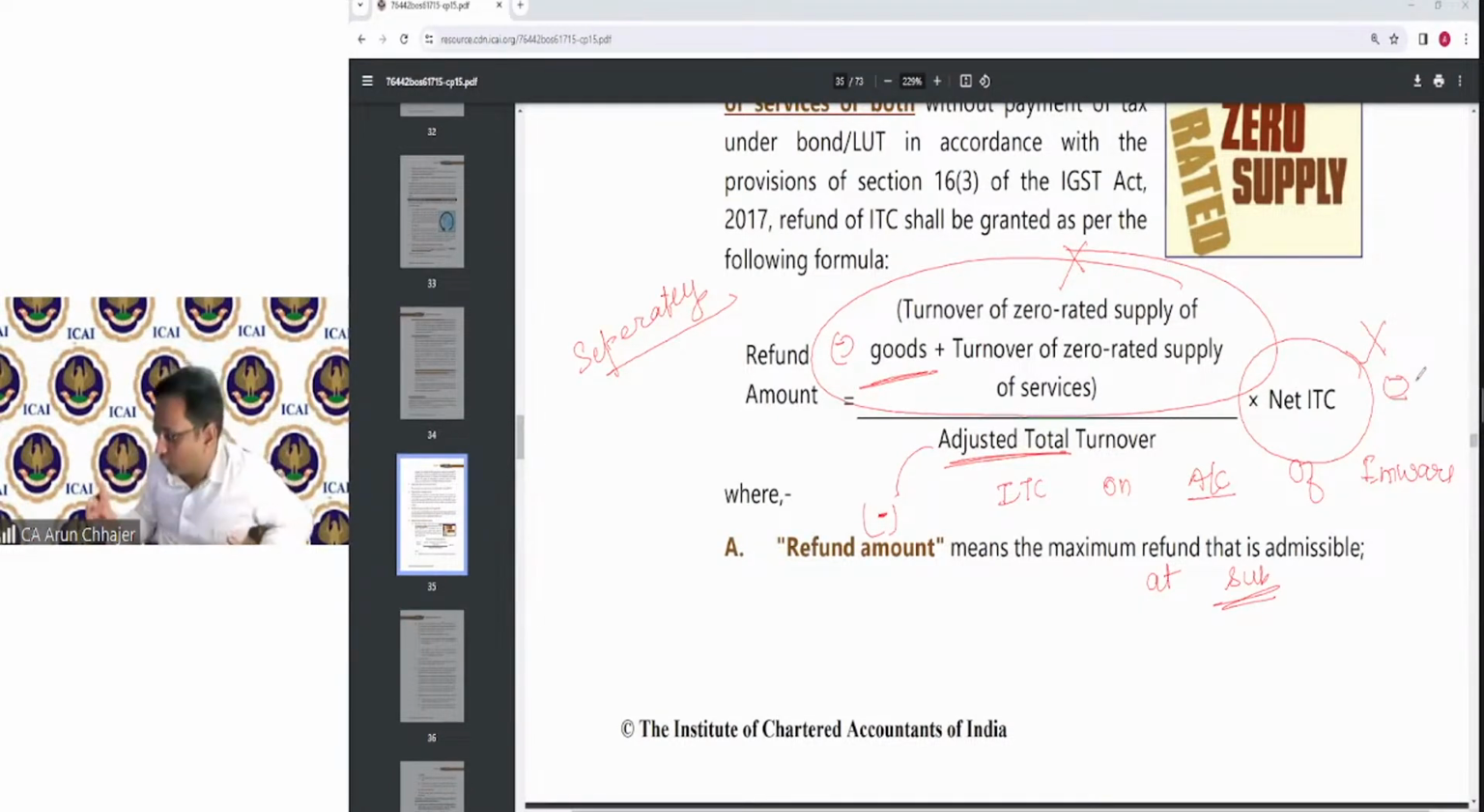89 4A and 4B, they are saying if you purchase at a lower rate by taking the benefit of a certain notification, deemed export, merchant export, or 2 custom notifications, then you have to exclude this sales and ITC, this export and ITC, from the formula. You will apply separately.